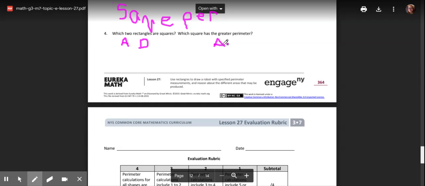If I was in school, I would be writing this in a complete sentence. So I would write, for the first question, the two squares are A and D. And for the second question, I would write, the square with the greater perimeter is square A.